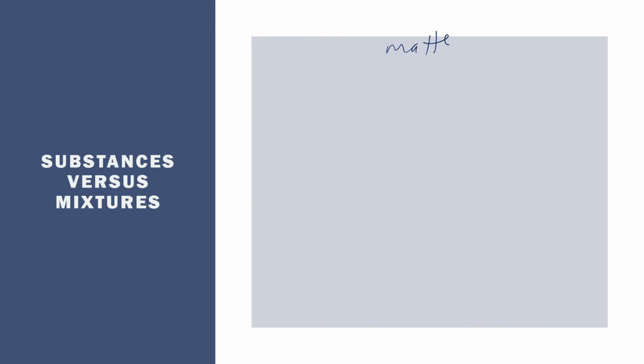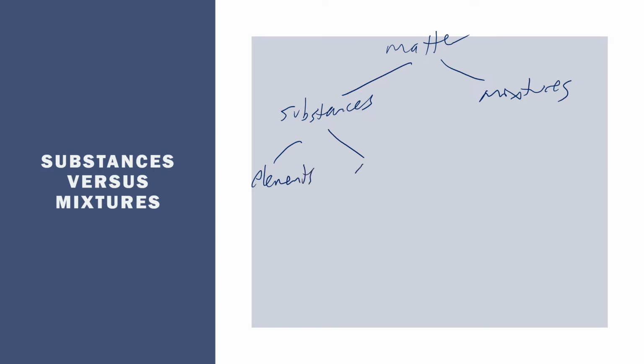All matter can be separated into substances and mixtures. Substances are either elements or compounds. And remember, compounds can be ionic or covalent, so they could be called molecules, but they're all just one type of thing with distinct properties. Mixtures will have multiple elements or multiple compounds in them, and mixtures can be separated into heterogeneous and homogeneous.